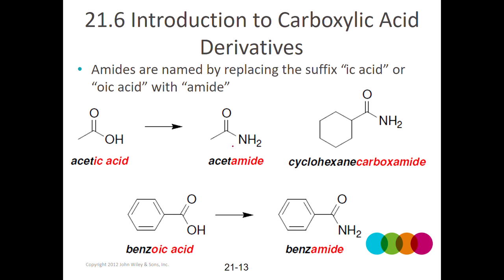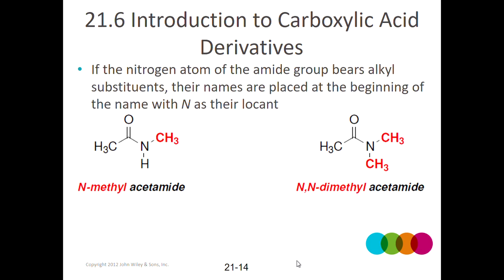Amides, similar situation. We're going to replace the ic acid suffix with amide. So acetic acid becomes acetamide. Benzoic acid becomes benzamide. Again, I'm not going to probably give you a bunch of naming examples for the carboxylic acid derivatives. One thing that you should know is often when a substituent is attached to a nitrogen rather than a carbon, instead of giving it a number when naming it as a substituent, it's often given the letter N.